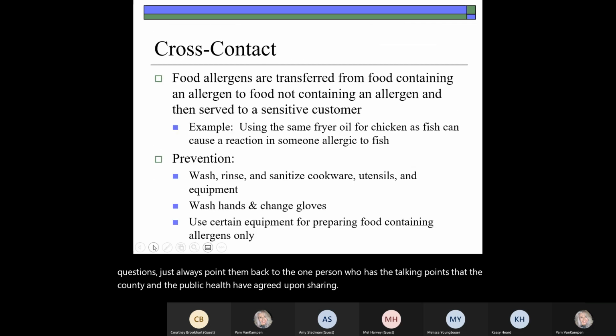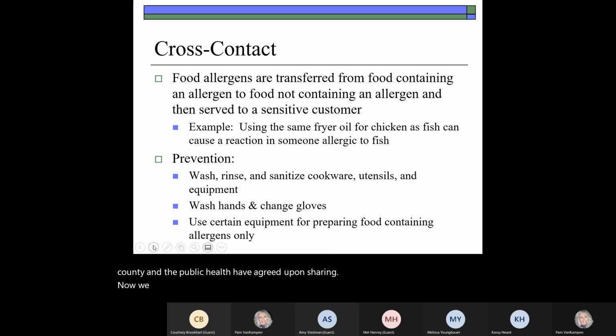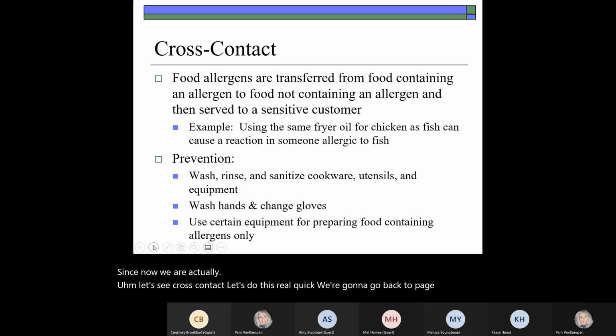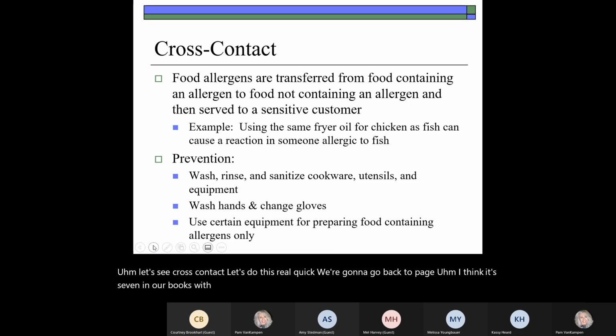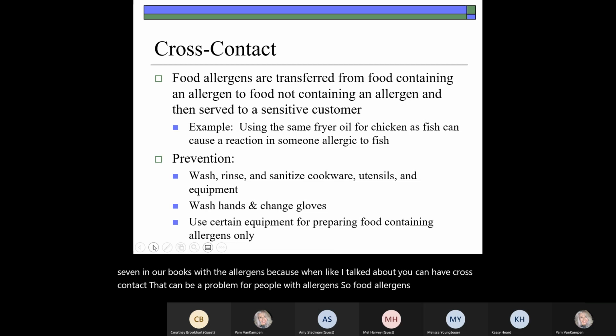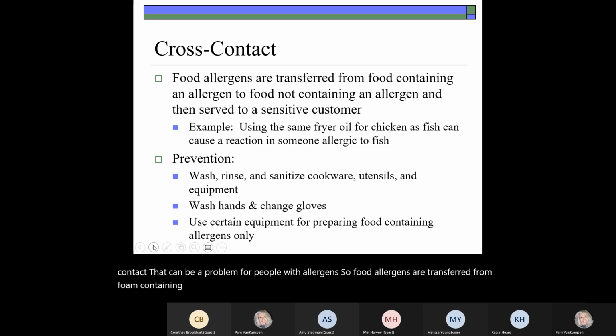Now we are actually, let's see, cross contact. Let's do this real quick. We're going to go back to page, I think it's 7 in our books, with the allergens, because like I talked about, you can have cross contact that can be a problem for people with allergens. So food allergens are transferred from food containing an allergen to a food not containing an allergen, like that example I gave you with the spatula.